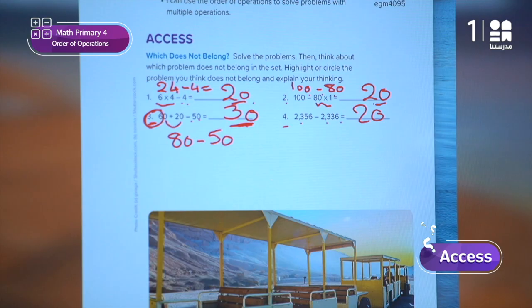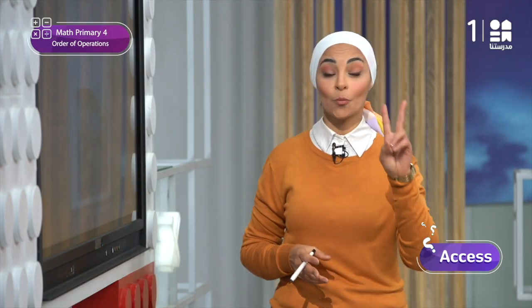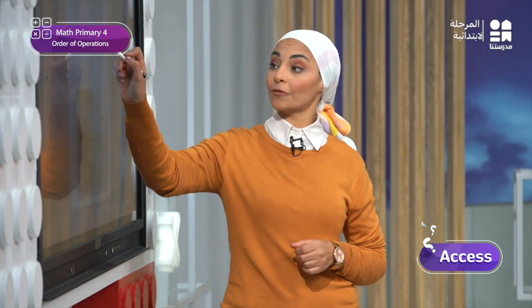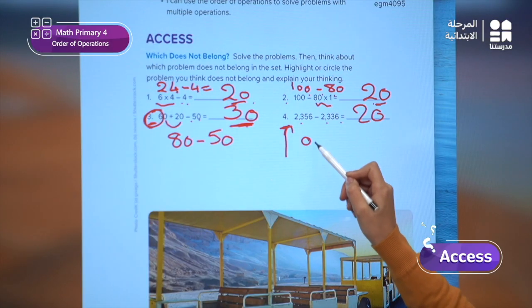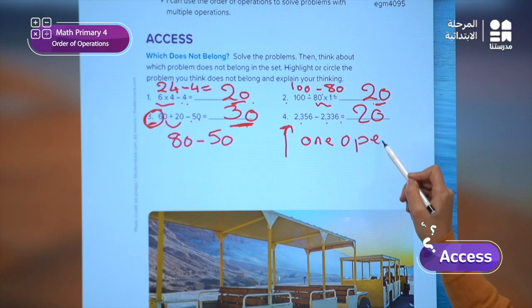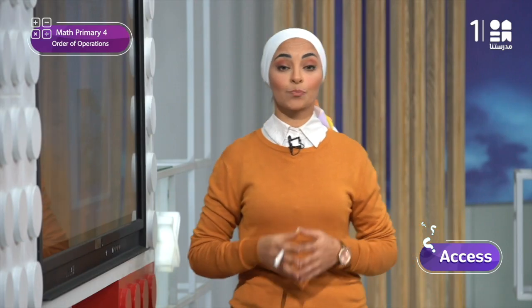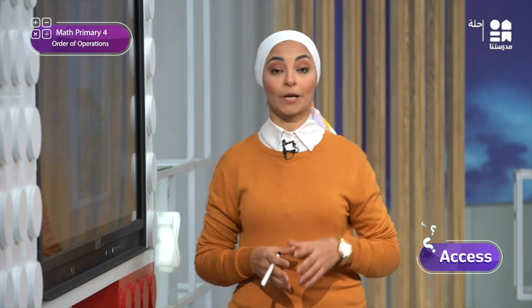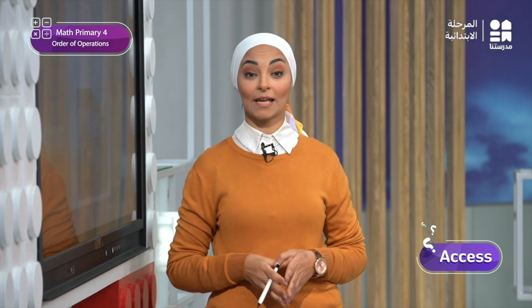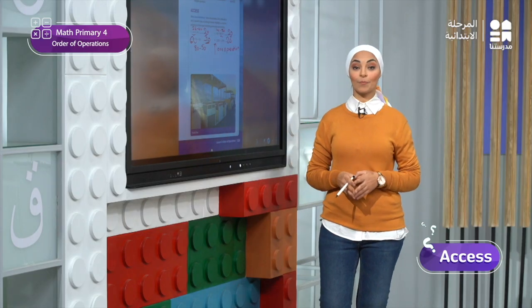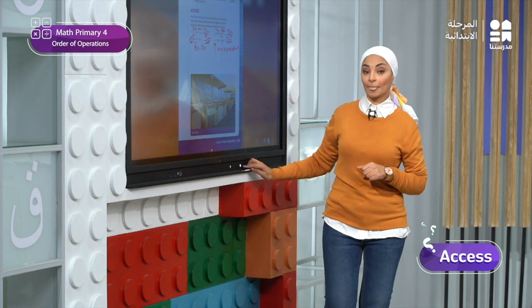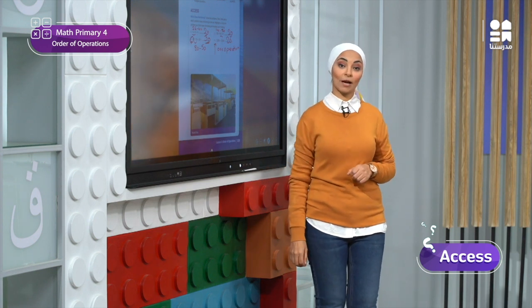Other students told me that all the problems have two operations except problem number 4, which has one operation, which is subtraction. Now all the previous problems consist of one or two operations as you see here. But if the problem had more than two operations, how would we solve it? Now let's solve some examples on the board, which is 3 times 9 minus 7. Let's solve it together on the board.